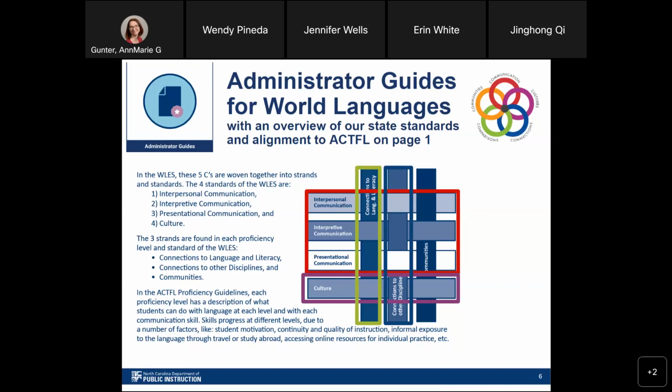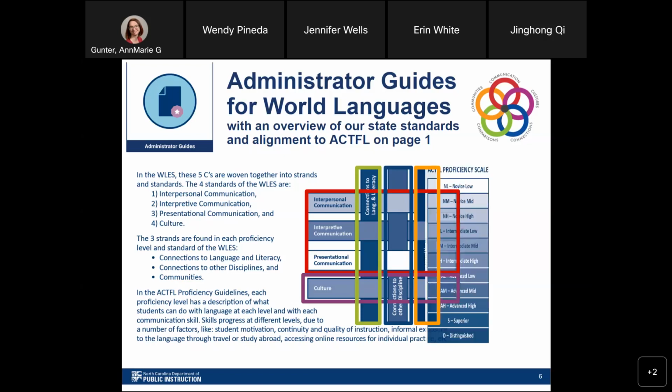But you can see that connections to language and literacy is outlined in green. That's the comparisons one in the 5 Cs. And then the connections to other disciplines is the connections one from the 5 Cs. And then finally, we have communities as a strand. So you can see we are all aligned to the national standards, but we are also customized for what we have here in North Carolina.